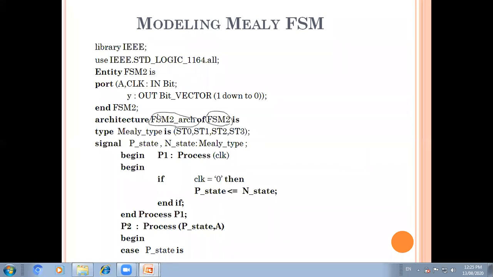So we have to write down that Mealy machine with VHDL code using two process statements, right? The process statement for the clock. Here the sensitivity list is the clock. Open this P1 process statement with the begin, and the only operation depends on the clock. If clock is equal to 0, then present state is assigned as the next state. Right, so this is the first process statement.